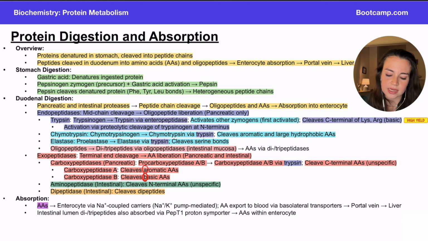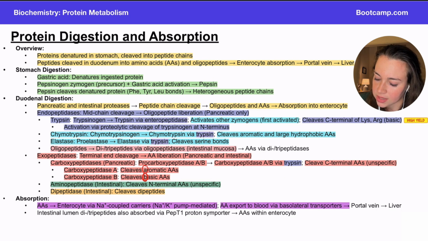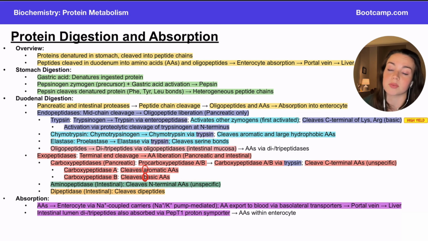So we had our amino acids that could go into the enterocyte via the sodium-coupled carriers, which was sort of powered by the sodium vacuum from the sodium-potassium pump. Those amino acids could be exported to the blood via basolateral transporters, go to the portal vein, go to the liver. The other option was for those di and tripeptides to be absorbed first via that PEP-T1 proton symporter, then get broken down via di and tripeptidases into amino acids, and then those could get absorbed. So let's wrap this up.